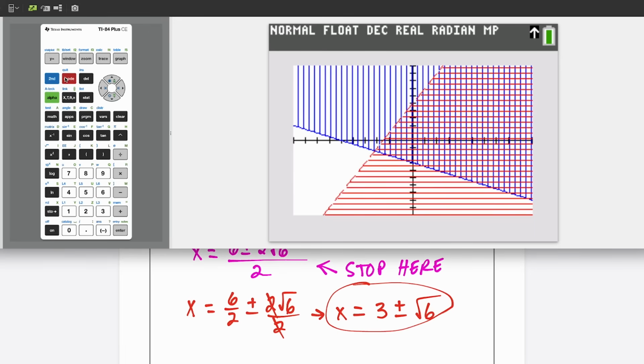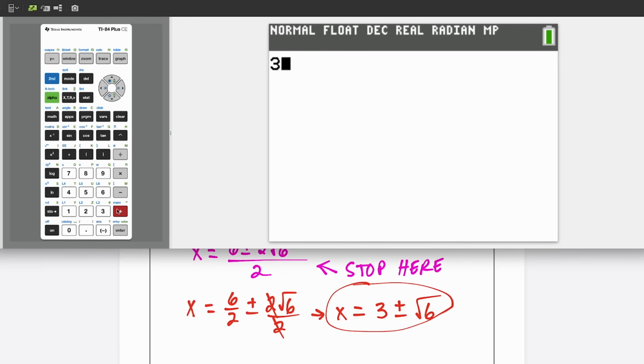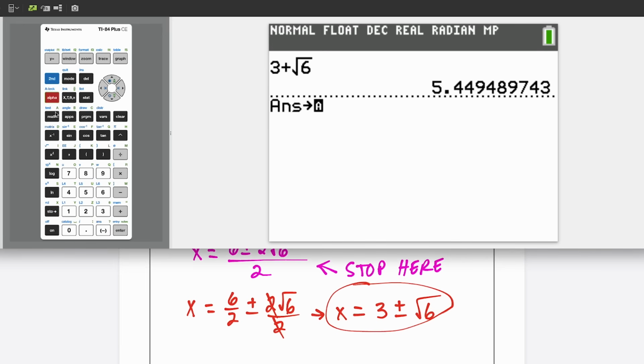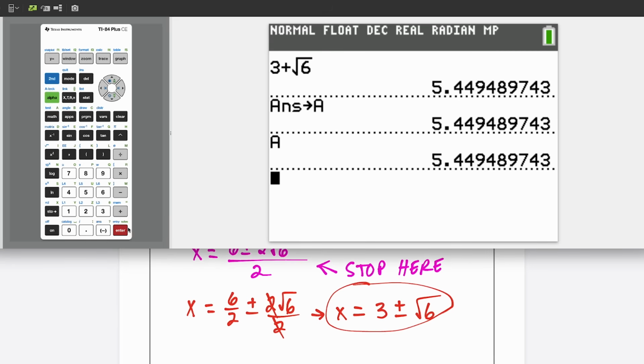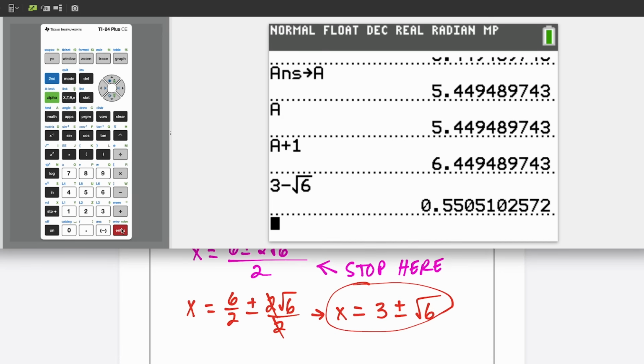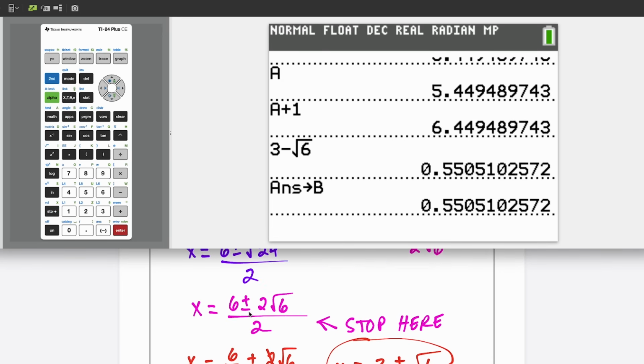Now, if we want to check our answer here, what we could do is write 3 plus the square root of 6. So we get this decimal here. And I'm going to press store, and I'm going to store this as alpha math, the letter A. So now every time I write the letter A, the calculator is going to read it as that number. And if I were to do something like A plus 1, it would take that number and just add 1 to it. And then the other root, 3 minus square root 6, I'm going to type in, and I'm going to press store and store it as the letter B. Okay, so now both answers are stored.